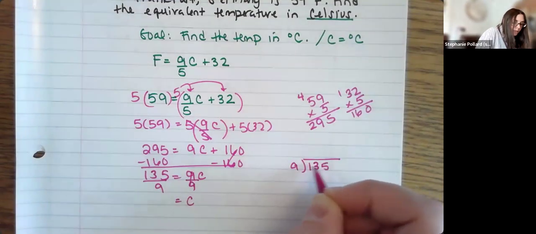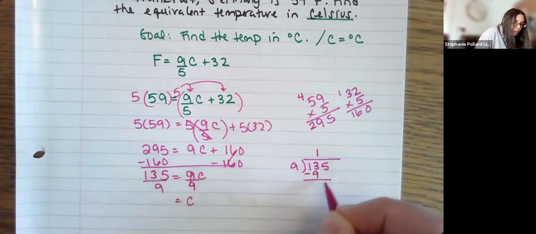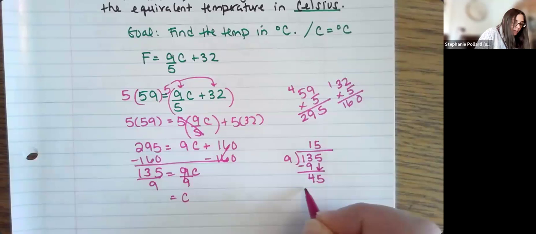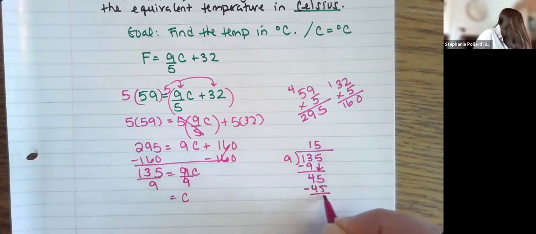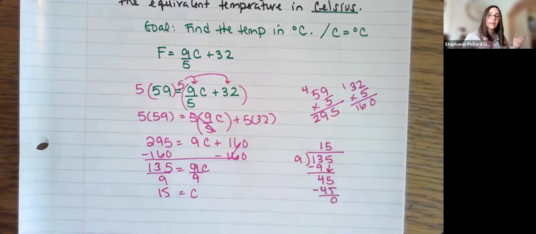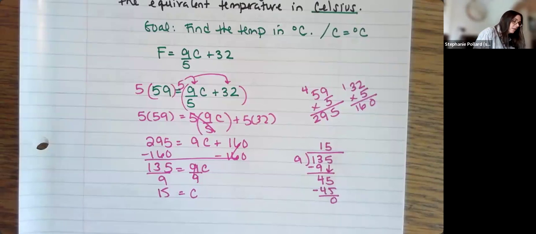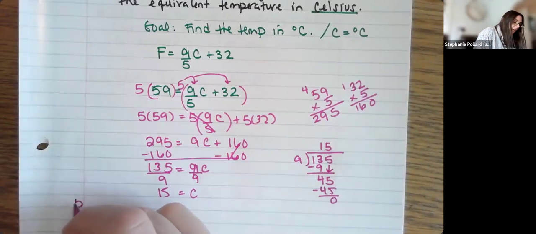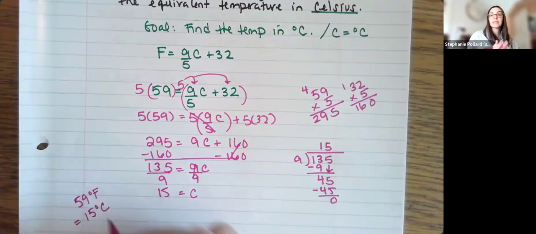Now 9 goes into 13 one time, and I subtract and get 4. Bring down the 5, and that goes in 5 times. So I get 15 even here, and that would be my final answer. So I have my degrees in Celsius is 15. So 59 degrees Fahrenheit would be the same as 15 degrees in Celsius.